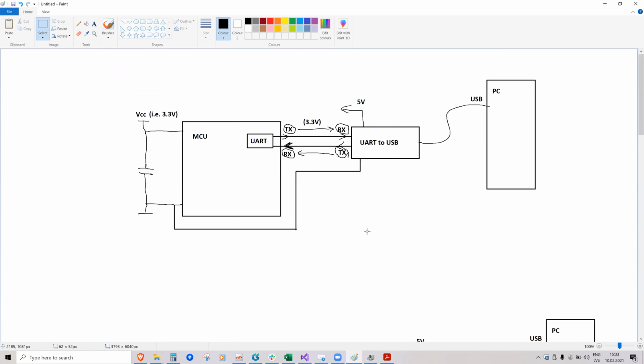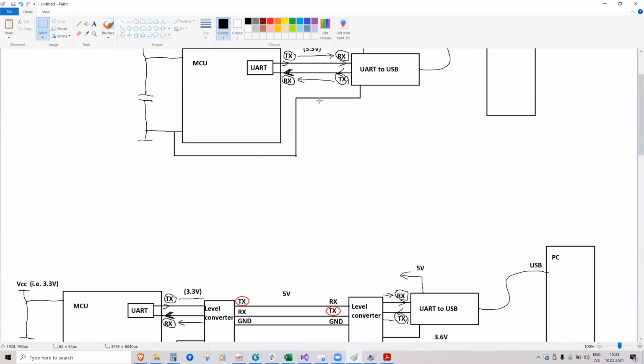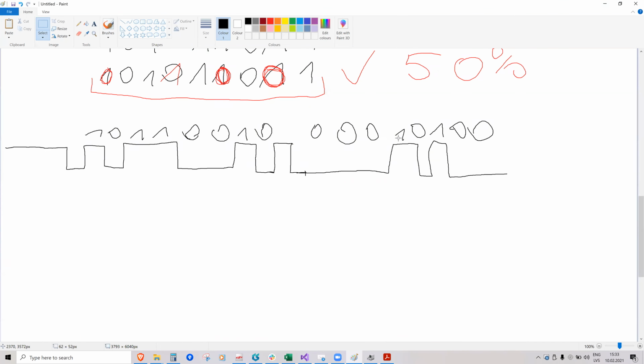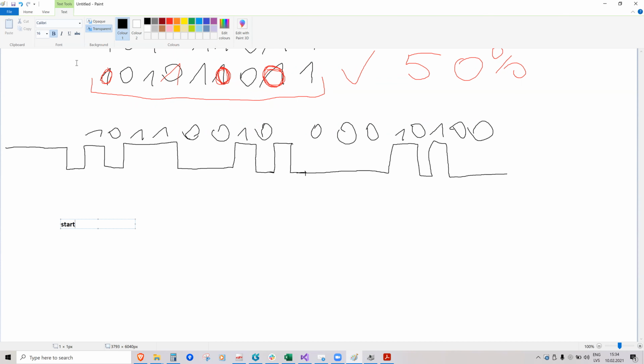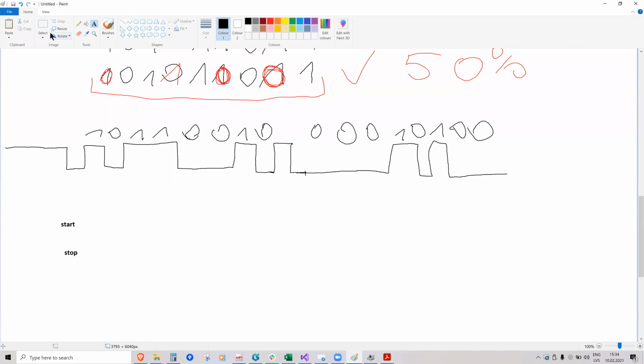Because between the sender and receiver, there is no synchronization clock. So you might ask, well, how do the receiver and sender know how long each bit is sent? So I'll just put some text. I'll put start with small letters and stop. This will not use parity because I don't recommend it. So I will rotate it back, and I'll rotate this one back. Let's just put them. So the start bit goes here.